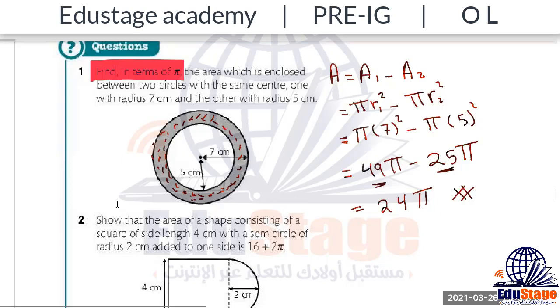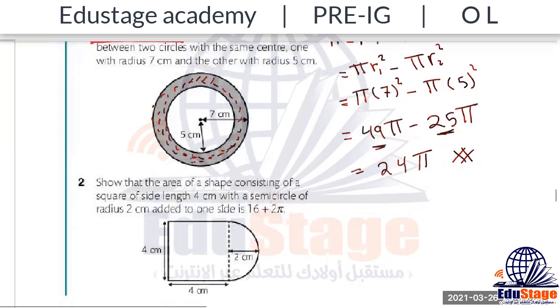Guys, you understand it? You got it or not? Easy, guys. You have 2 areas, the first area and the second area, and then you subtract them. You got the enclosed area between the 2 circles.